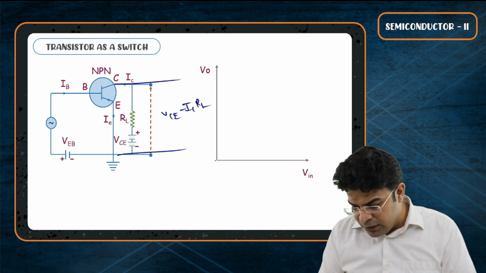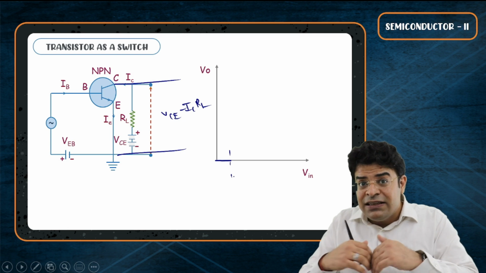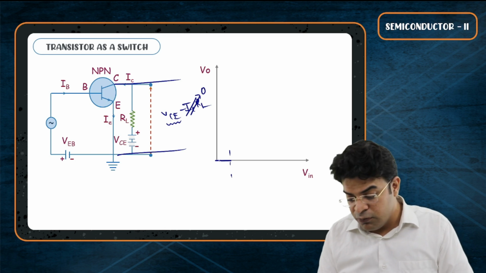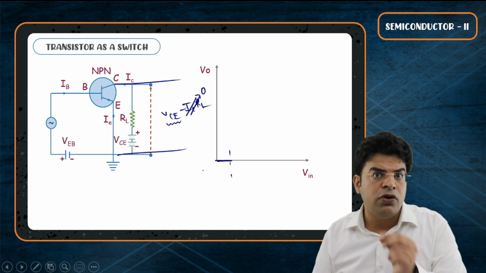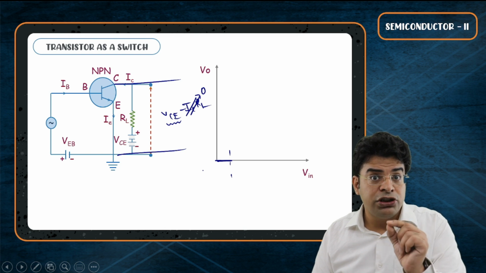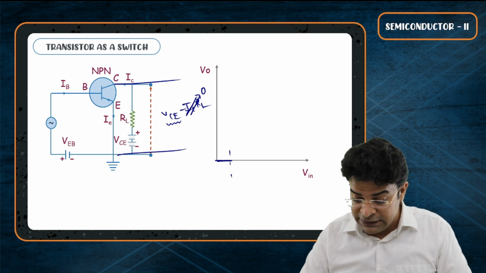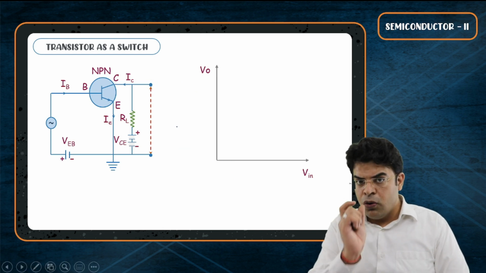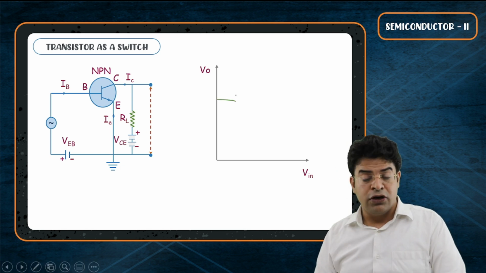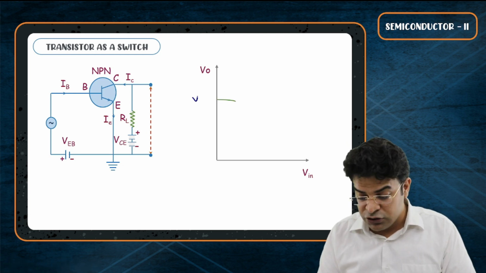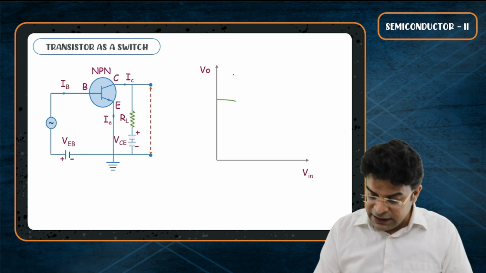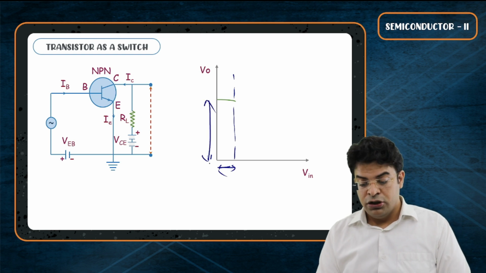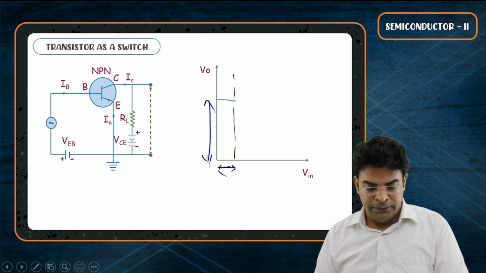Till the time the input potential is so less that it is less than knee voltage, the output potential will be constant equals to VCE, because for the input potential less than knee voltage, IE will be 0, IB will be 0, IC will be 0. If IC will be 0, then the output potential will be same as VCE. So for low input voltage, output voltage is nearly constant and this output potential is equals to VCE. So we can say that for low value of input potential, you get high output potential. So for input being 0, the output is 1.